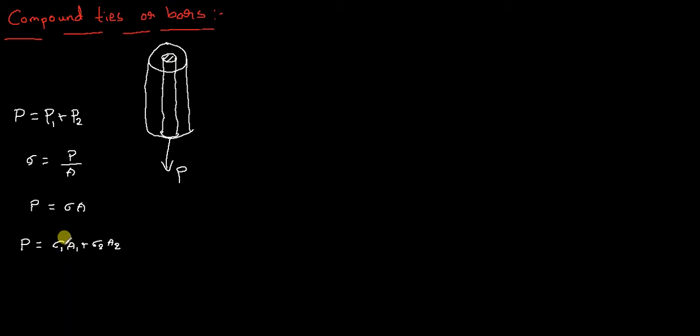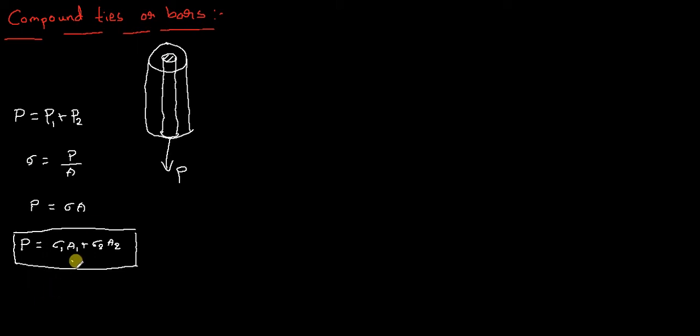Again, sigma 1 is the stress induced in the first material and sigma 2 is the stress induced in the second material, and similarly A1 is the area of the first material and A2 is the area of the second material. So this is the modified equation with the help of the stress formula. We know that sigma is equal to load by area. So this is the load, which is equal to the sum of the two loads shared by the two different materials for making a compound bar.